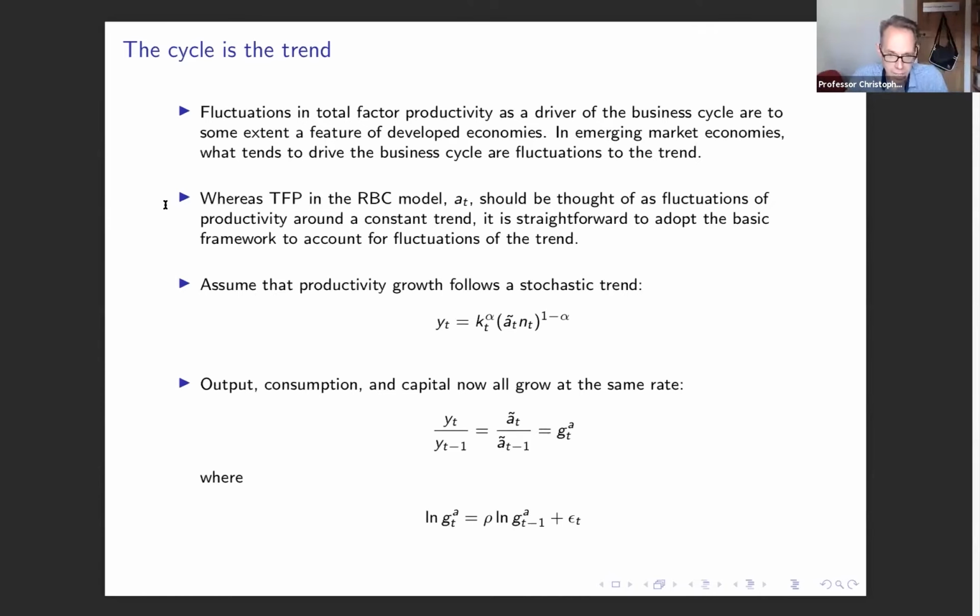But in lots of developing countries, the trend itself is what is fluctuating. And so again, the basic framework allows us to quite simply look at this A with a squiggle on top, which just allows us to say that output, consumption, and capital now all grow at the same rate. This is the rate G, and what we then shock is this growth rate G. So again, we have a simple model, to which we've made quite a modest expansion, and are now able to analyze trends.